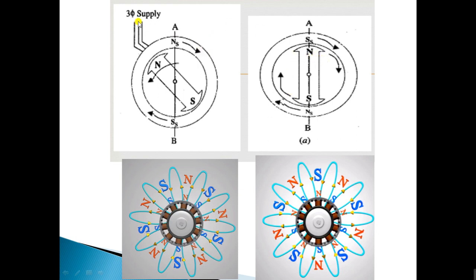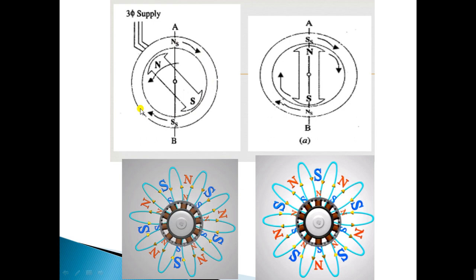I repeat once again, we apply three phase supply in the stator, we apply DC supply in the rotor. By applying three phase AC supply, a magnetic field is created virtually, it looks like a virtual north and south pole. See in this diagram, here in stator north pole is there, in rotor also north pole is there, so both repel each other, so the rotor tries to move anti-clockwise. Due to inertia, that is the heavy weight of the rotor, it cannot follow the speed of the magnetic field of the stator.